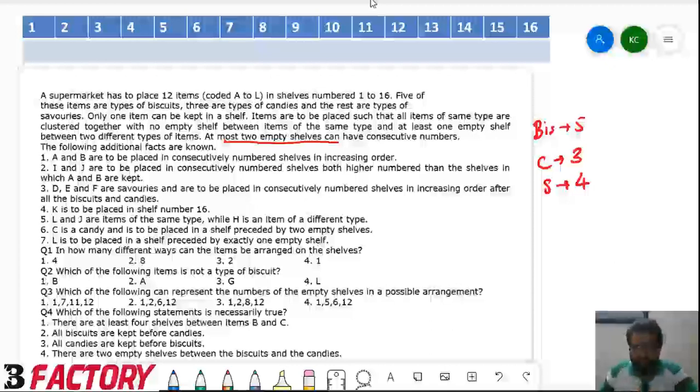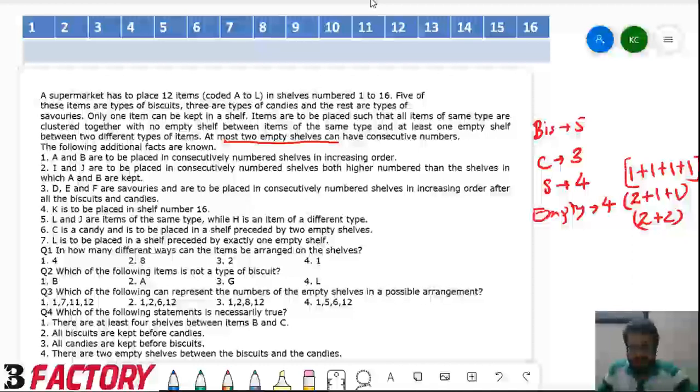Okay. We have 12, we have 16, so we have to see that we have 4 empty cells. Okay. So I'm just writing empty also. Empty is 4. And it means 2 plus 1 plus 1 or 2 plus 2, it can be like that only. 3 is not possible. Okay. So because if you see, we have 3 groups. Okay. So, or it can be 1 plus 1 plus 1. So either in the beginning, okay. So there are 3 different types of items. So one in the beginning, one in the mid, means two gaps between, and one at the end, or it can be consecutively numbered.